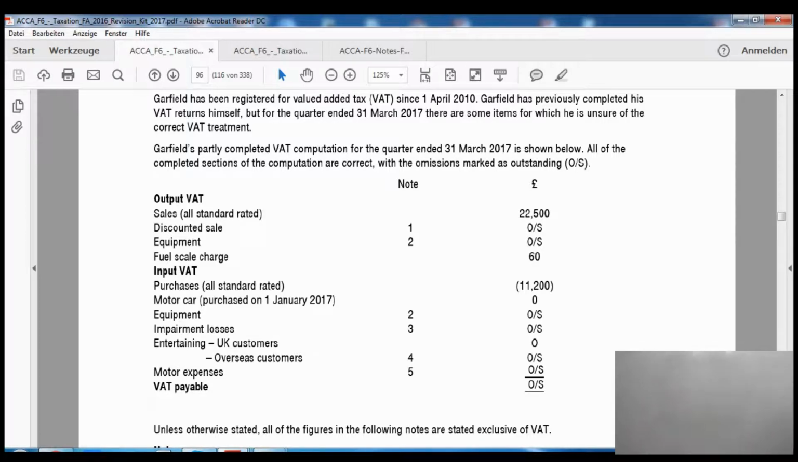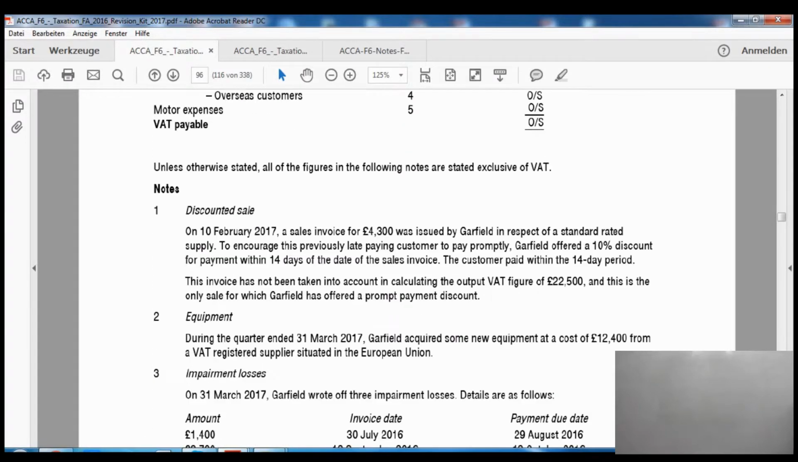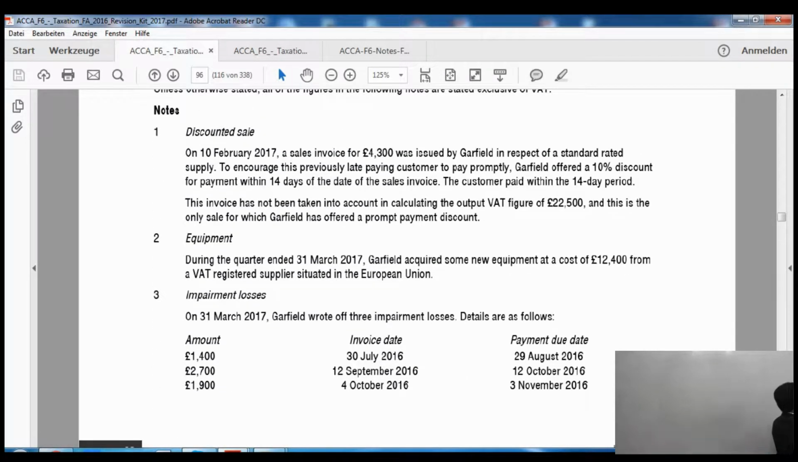Then it says discounted sales, and it says note 1. Let's see what it says. Note 1: on 10th of February 2017, a sales invoice of £4,300 was issued by Garfield in respect of a standard rated supply. To encourage the previously late paying customer to pay early, Garfield offered a 10% discount for payment within 10 days of the date of the sales invoice. The customer paid within 10 days. The invoice has not been taken into account in calculating the output VAT figure of 22,500, and this is the only sale for which Garfield has offered a prompt payment discount. So he told the customer he would give a 10% discount if they paid within the period, and the customer did pay, and the 22,500 of output value tax does not include this figure.